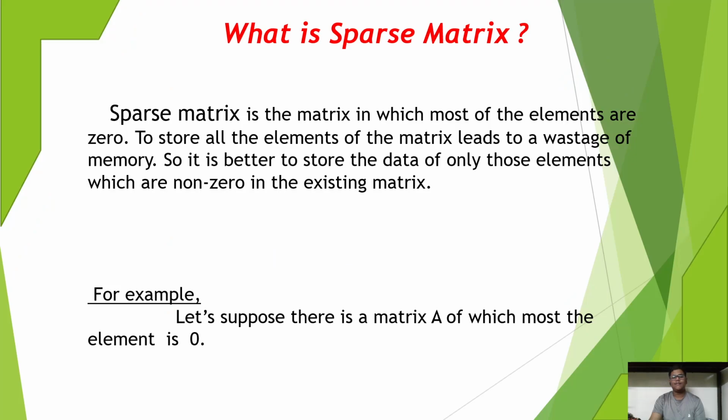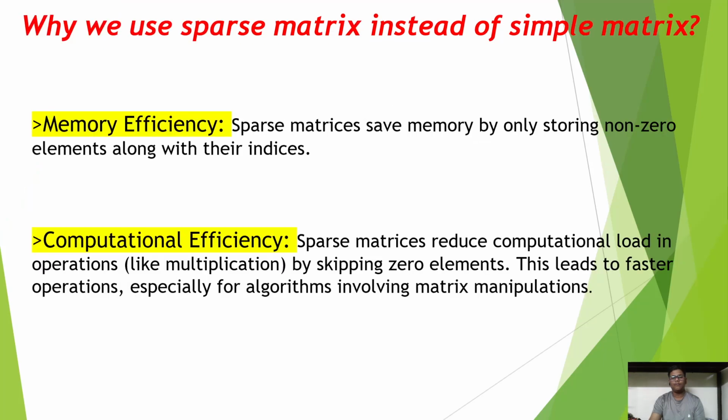A sparse matrix is a matrix in which most of the elements are zero. Storing all elements of the matrix leads to wastage of memory. So it is better to store only those elements which are non-zero in the existing matrix. For example, let's suppose there is a matrix A of which most of the elements are zero.